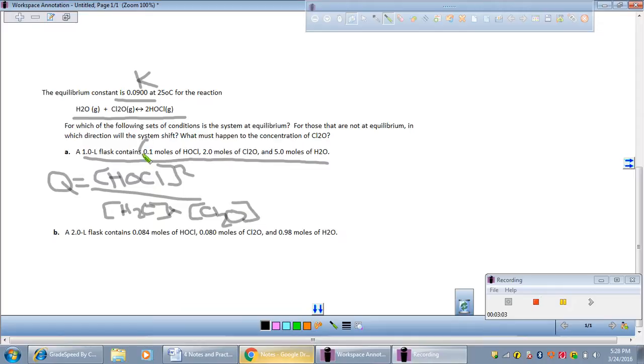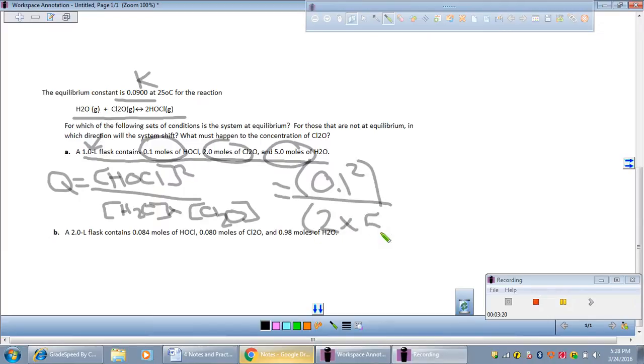Now I give you moles. Moles is not concentration, but look, liters is 1, so that makes your math easy. So let's plug in for Q. So we have 0.1 squared divided by 2 times 5. When you plug that in, you get 0.001. So that is your Q.